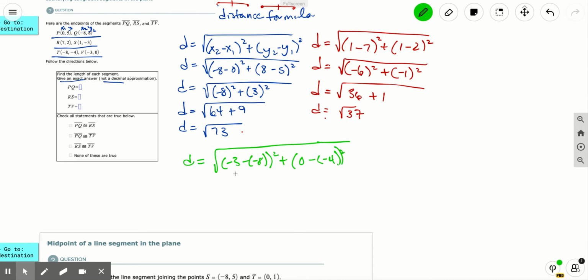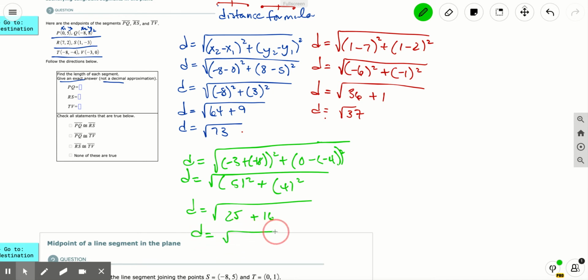Okay. D is equal to the square root of, and then it's -3 plus 8, which is 5 squared, plus 4 squared. So D is equal, wow. Okay, so this is 25 plus 16. Unless I screwed up, I got a really odd case where nothing is equal. I think this is 41. Look, nothing is equal. So you can't check any of these.